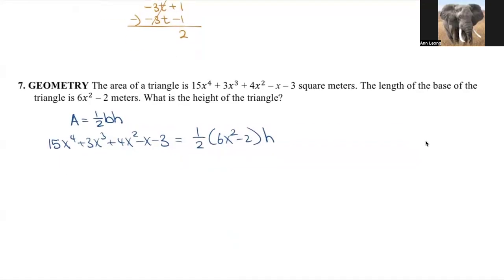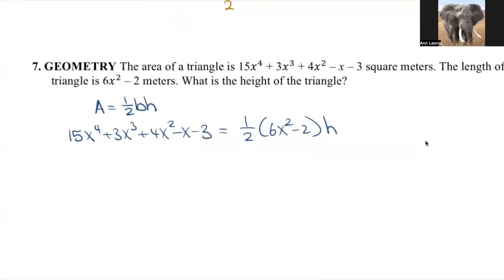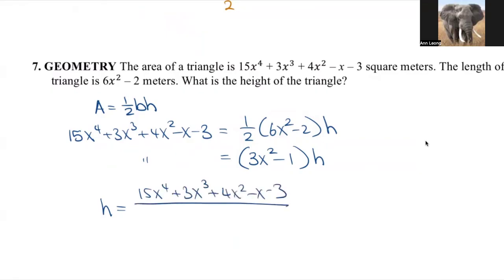All right, so let's solve for h. I'm going to simplify this here since both of these are nicely divisible by 2. So that equals 3x squared minus 1. And then that whole thing, just put a ditto. Then h is going to be that whole thing divided by this thing.